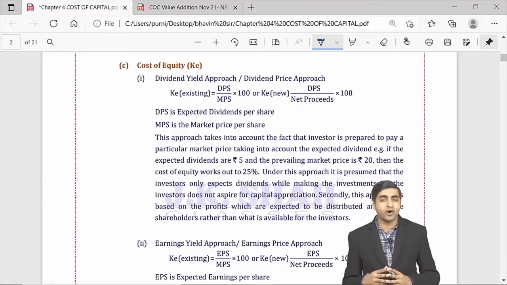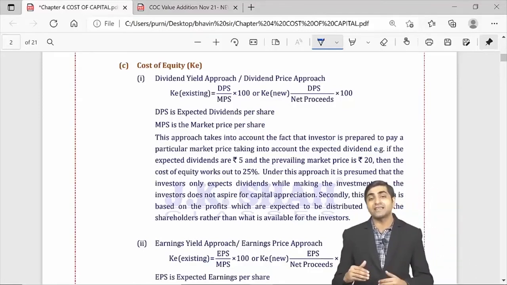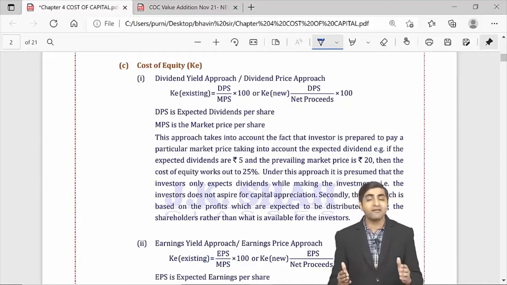With the help of different types of approaches. So guys, in all you have to remember 5 main approaches on the basis of which your KE is calculated, for which we have formulas.